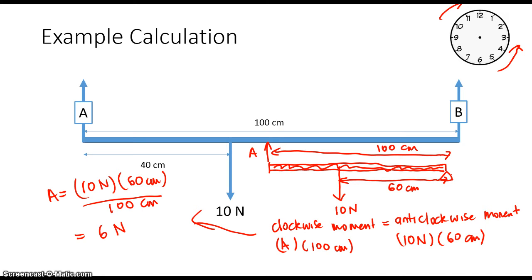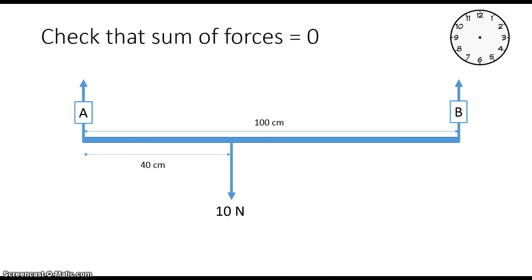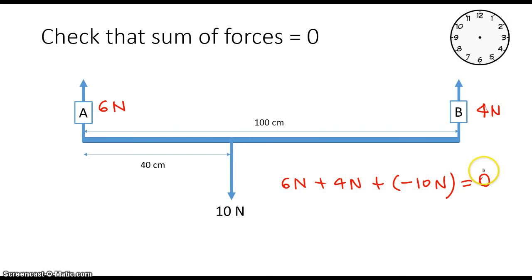Now we have one last check to make. We've discovered that this is 6 Newtons, this is 4 Newtons. We only have to check that the sum of forces is 0. If we take upward force as positive, we have 6 Newtons plus 4 Newtons, and my downward force is negative, so minus 10 Newtons. This equals 0. So in this case, the sum of forces is indeed equal to 0.